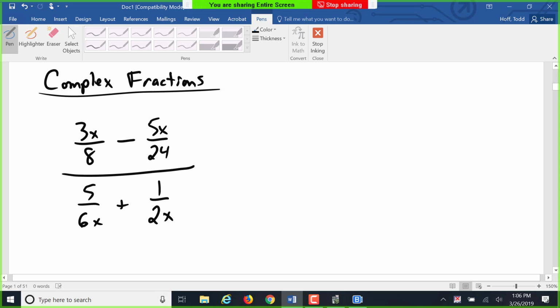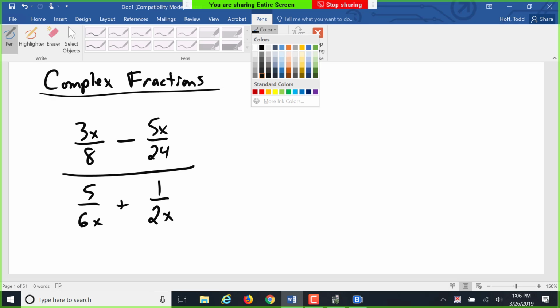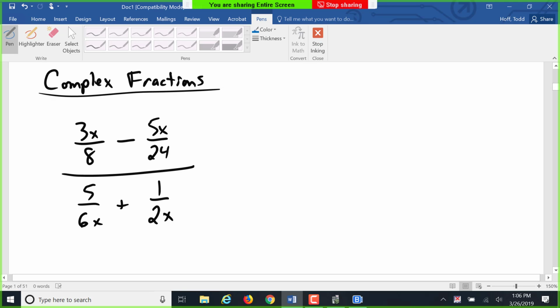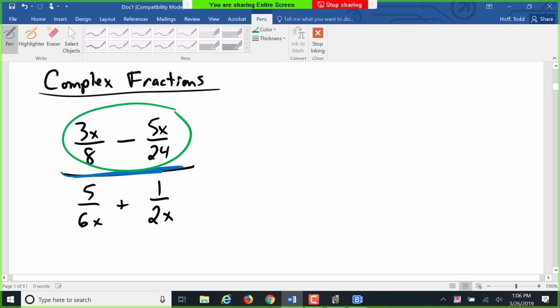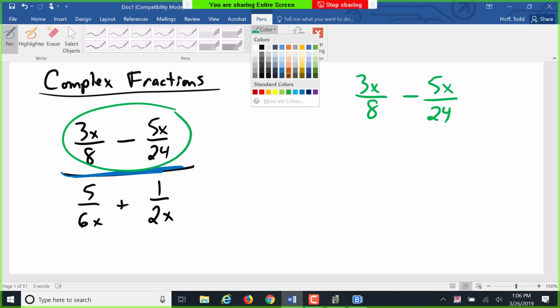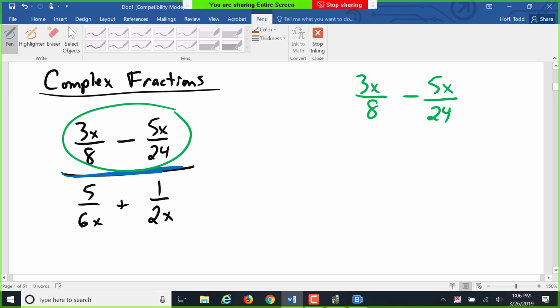There's actually 3 problems to do here, all in one. Our first problem to do is the numerator. Remember, it's order of operations. That fraction bar tells us we have to do everything on top first. So let's do that numerator. 3x over 8 minus 5x over 24. What's my common denominator going to be? 24 will be my common denominator.